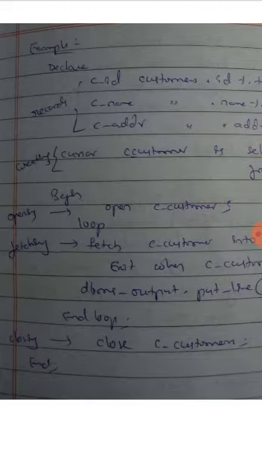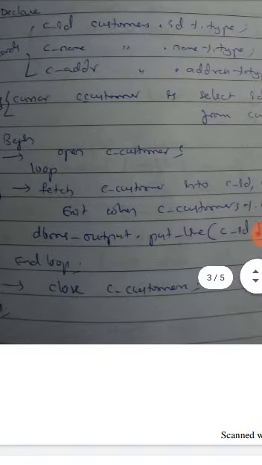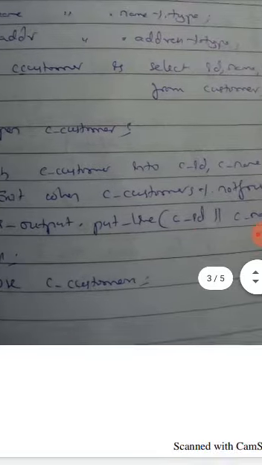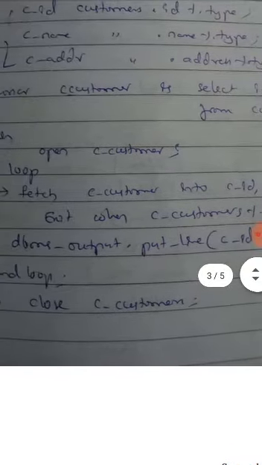In begin, we'll write the open. In the declaration section we are creating the cursor. In begin we are opening the cursor. And loop, see how the control loop is used. Loop: fetch c_customers into c_id, c_name; exit when c_customers%notfound.